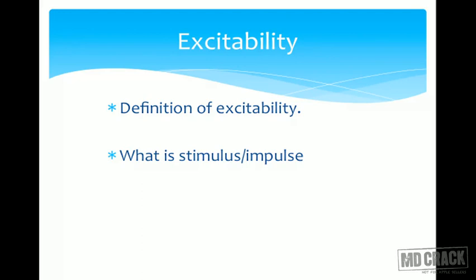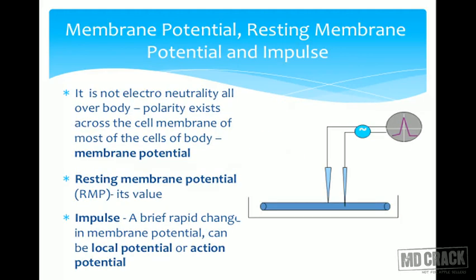Now, whenever a stimulus or impulse is given, what does it actually cause? The stimulus can be of any form. It can be physical, chemical, thermal, or electrical. And what ultimately is it going to cause? It is going to cause a change in the membrane potential.